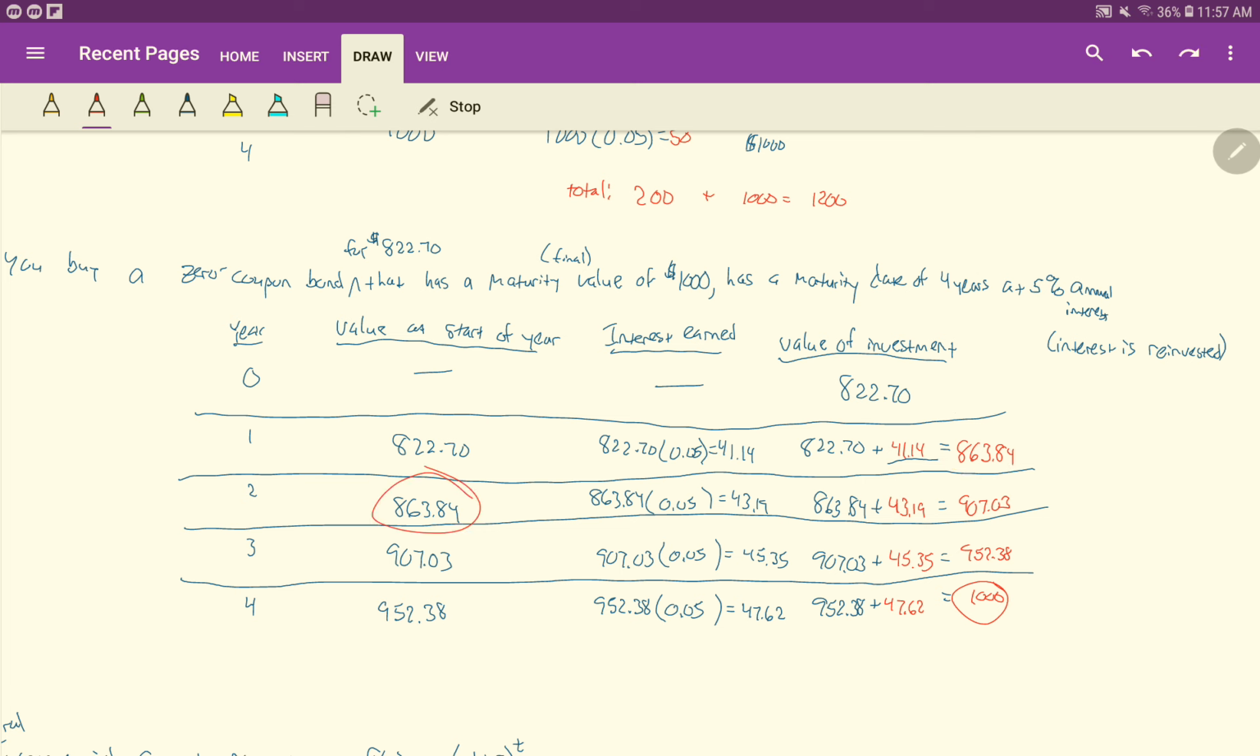That's what you start year 2 with, and then it's that amount that gets multiplied by 0.05, so that new total. And so you see you get a little bit more interest. Your interest increases. And so then that gets added on to the start of the year amount, and so now you're up to 907.03. And then that's what you start with in year 3.